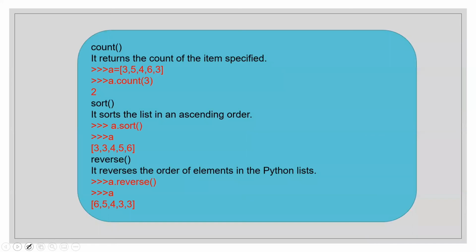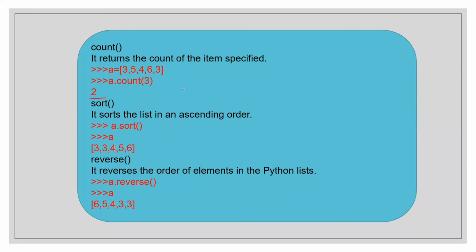Then count is used for counting the number of occurrences of an element in the list. For example, over here, the list is A. If I write A dot count 3, it's going to count the number of times the number 3 has occurred in the list. So it's 2 times. You can also specify the index position in count, that from which position to which position you want to check.